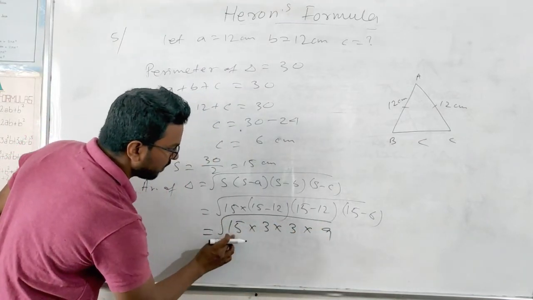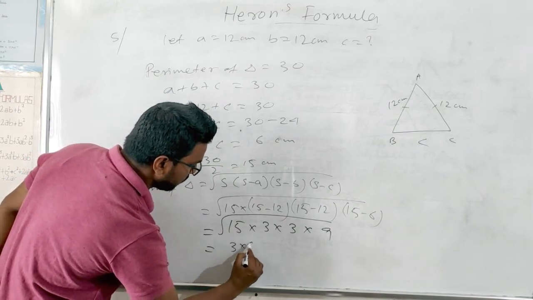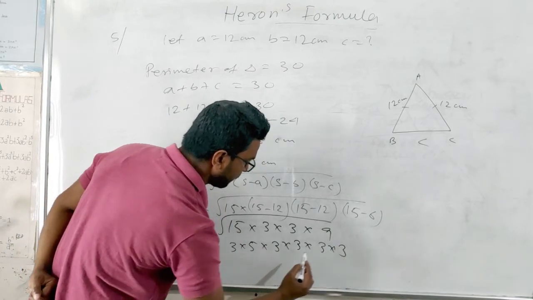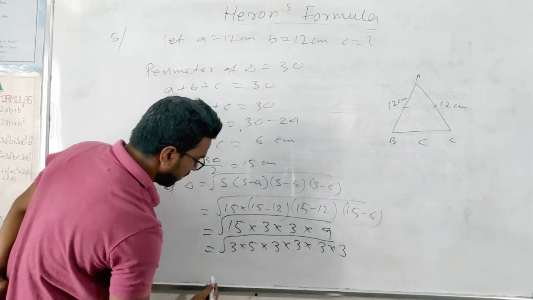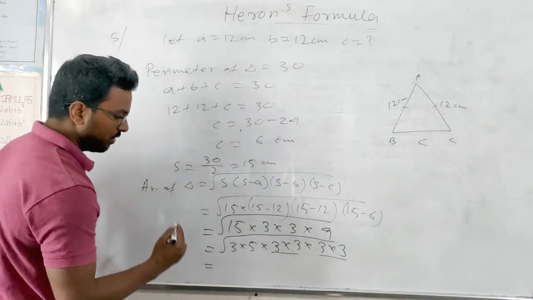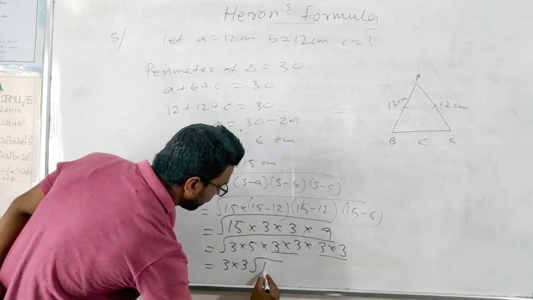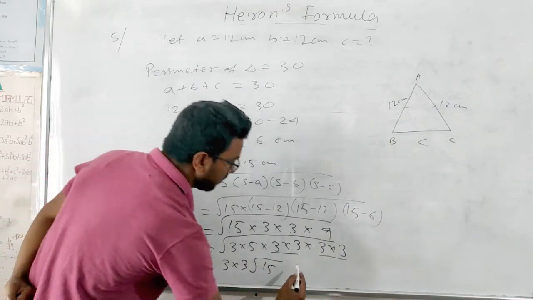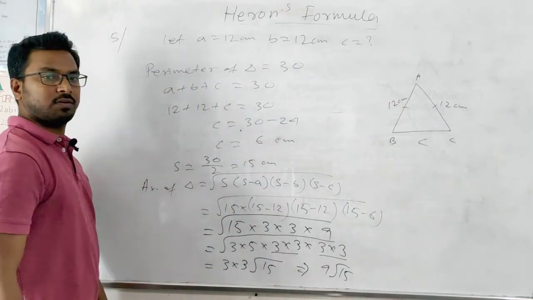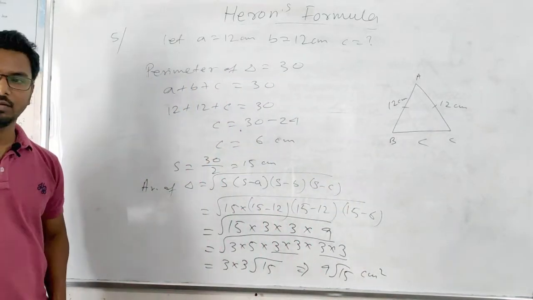So this can be written as what? 3 into 5 into 3 into 3 into 3 into 3. This is a square. This is in pair. So 3, 3 will come out. Inside what remains? 5 into 3, 15. So answer will be 9 root 15. That is the area of the triangle, square centimeter. Okay sir?